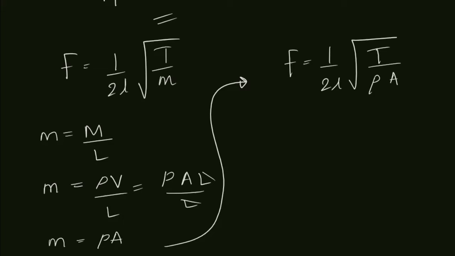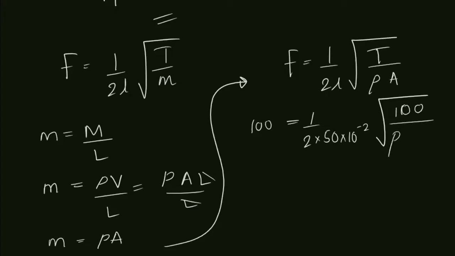What was the frequency? 100 hertz. What was the length? 50 centimeters, write it in meters. What was the tension of the first wire? It was also 100 hertz. So substitute it here. Density unknown.